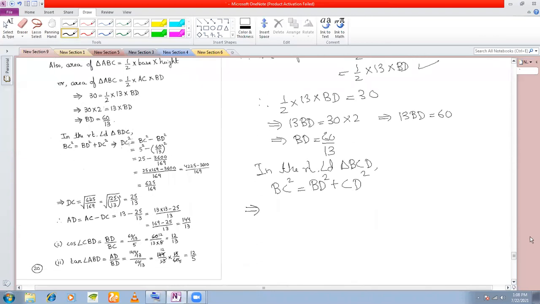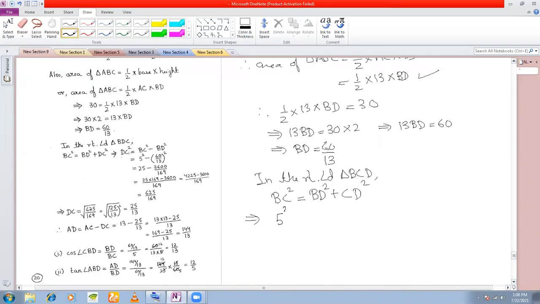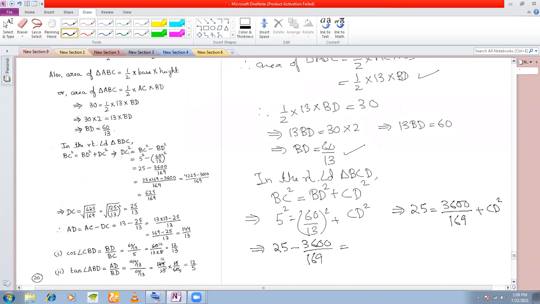Put it here. BC, how much do we see in the figure? BC, you see the length was given to be 5 units. So put it here, 5 square. BD, we have found out how much? 60 by 13 square plus CD square. So let's find out CD square from here. That means 25 is equal to 60 square is 3600, 13 square is 169, plus CD square. That means 25 minus 3600 divided by 169 is equal to CD square.